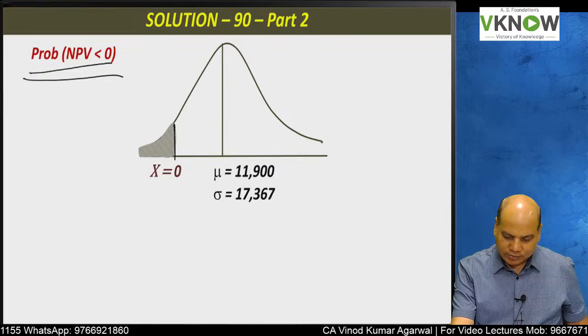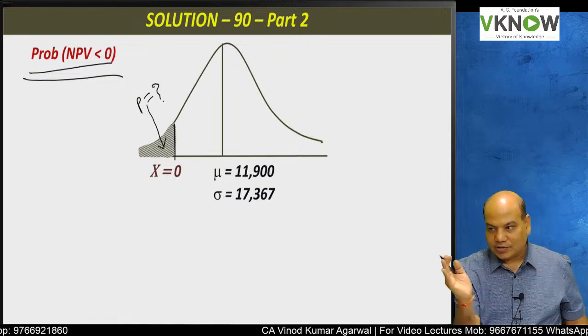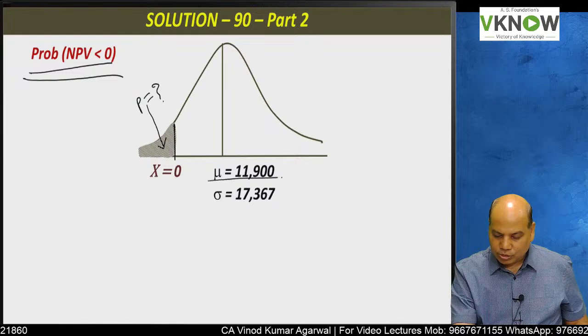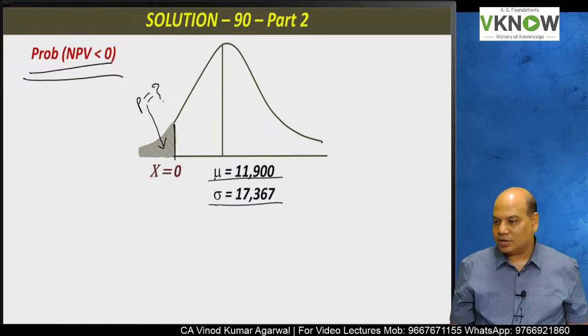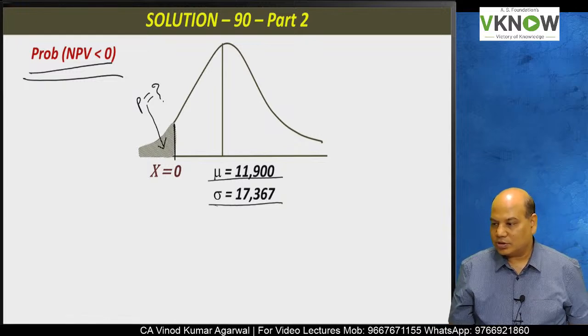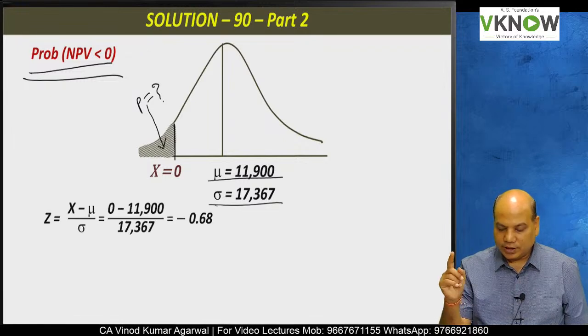So we are here. We need to find the probability of this area less than 0. In the center write mu equal to 11900. Standard deviation write 17367. First you find Z value.